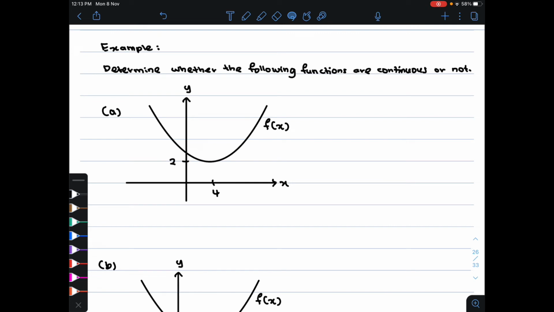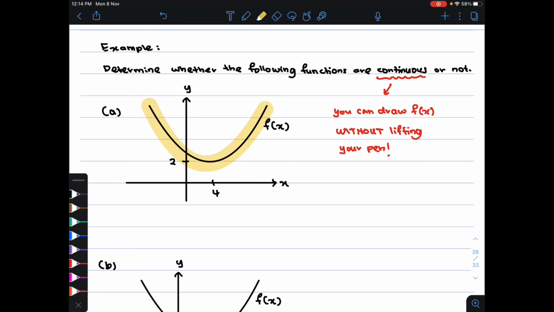Let's look at this example. You need to determine whether the following functions are continuous or not. What does it mean by a continuous function? A continuous function means that you can draw the function f(x) without lifting your pen. It's just drawing your function in one stroke. Let's look at example A here. Is this function a continuous function? Note that we can draw f(x) without lifting our pen, and hence f(x) is a continuous function.